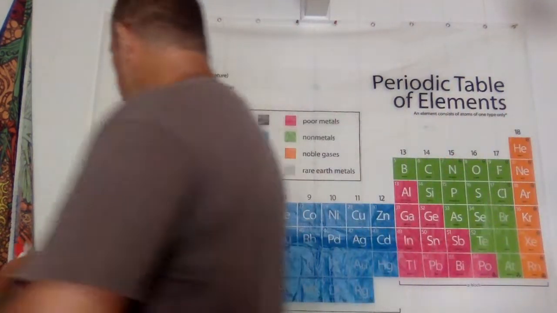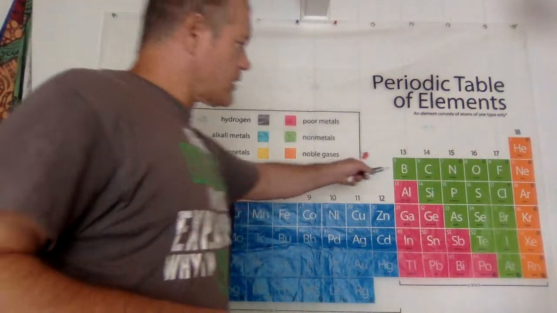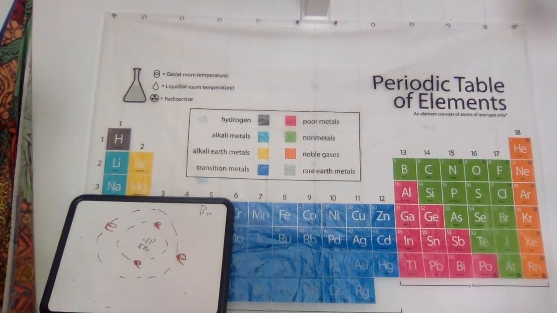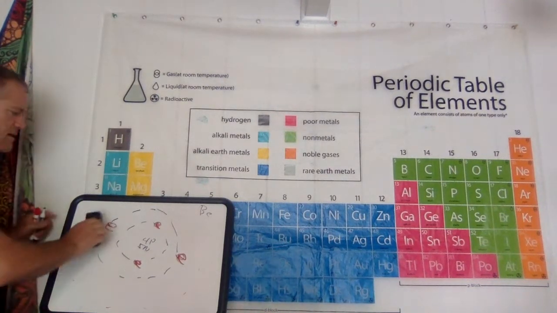So that is beryllium. Let's see if you can draw boron. Try it, and I'll show you how to draw it. It's very simple. Daddy. You want to draw it? Get up here, boy. No, I have a question.